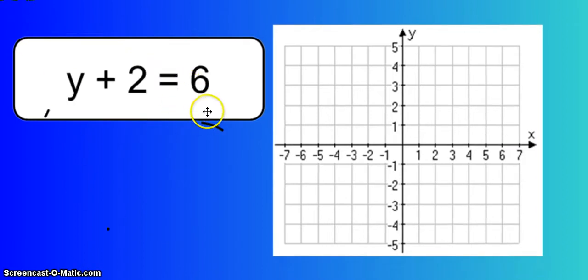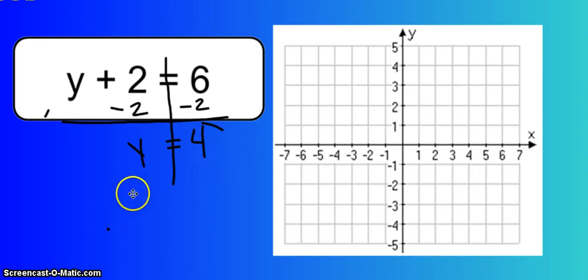Alright, now on our second problem, we want to make sure this y is by itself before we do anything. So we're going to draw our line down the middle. We want to solve for y, so we have to get rid of this adding 2. So we subtract 2 from both sides. So we end up with y equals 6 minus 2 is 4. So we have the equation y is always 4.